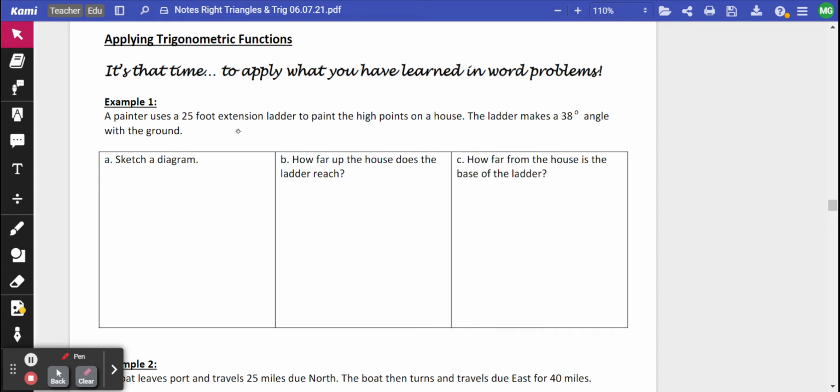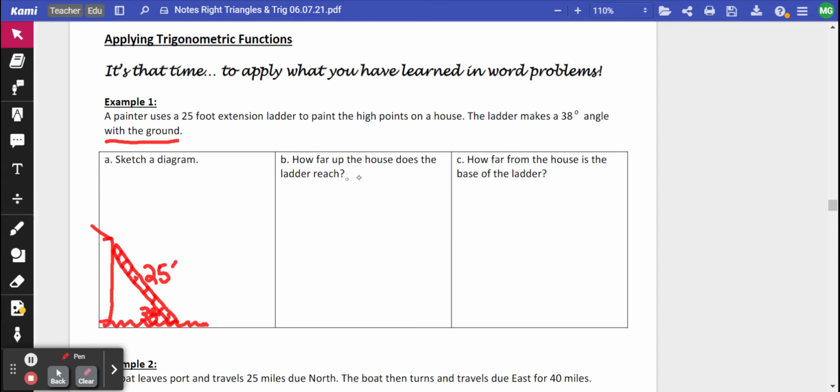It says that a painter has a 25-foot ladder to paint the high points of a house, and that the ladder makes a 38-degree angle with the ground. So the first thing we need to do is sketch a little diagram. We're going to have our little house over here. Here's the ground, okay? And he's got this ladder that is 25 feet long. I would not necessarily want to be on that ladder. It makes a 38-degree angle with the ground. So ladder, ground, 38 degrees is right here.